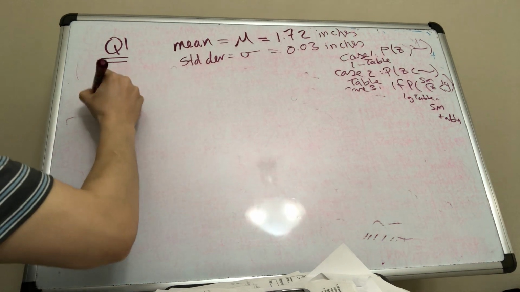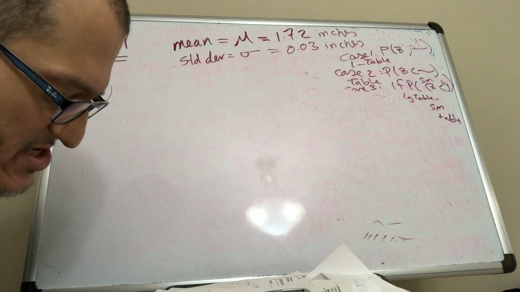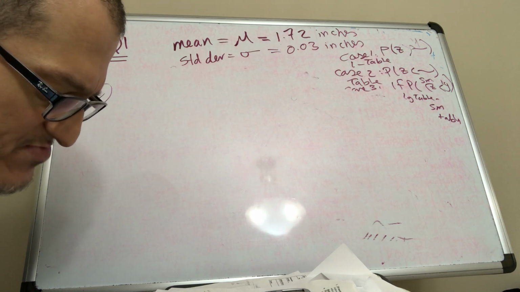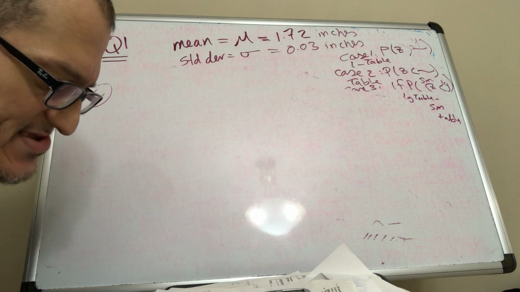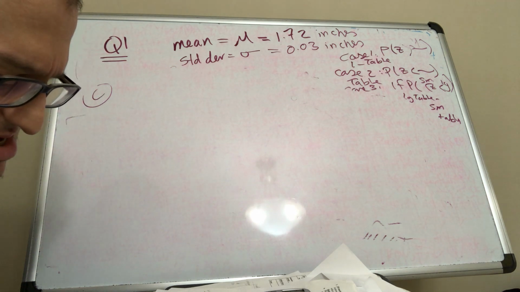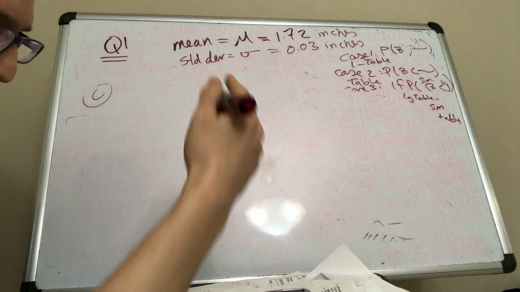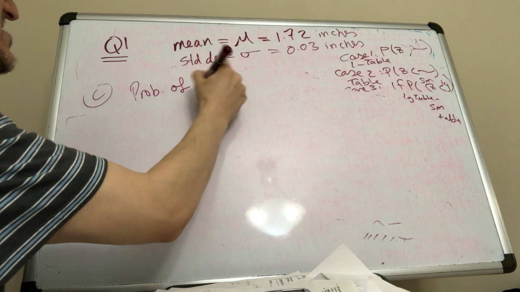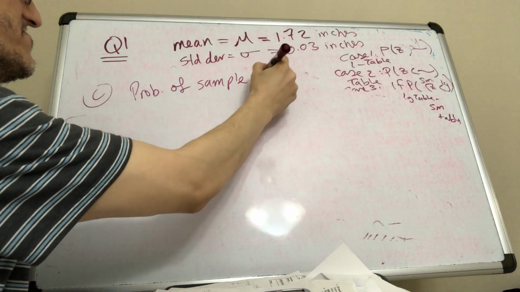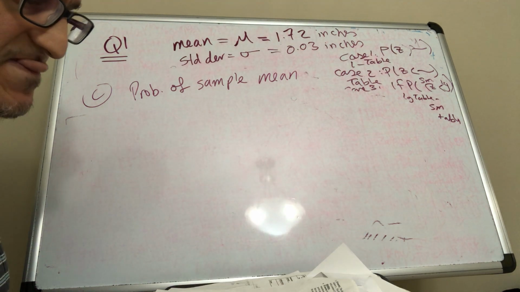Question C. A random sample of 20 golf balls. What proportion of the sample is between 173 and 170? When they say proportion, they mean what percentage or what's the probability, but it's the probability of a sample mean. Okay, I'll take you back to question A.